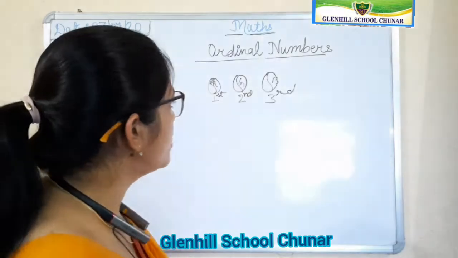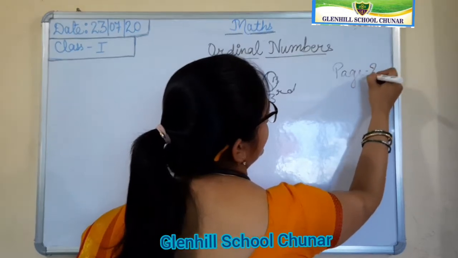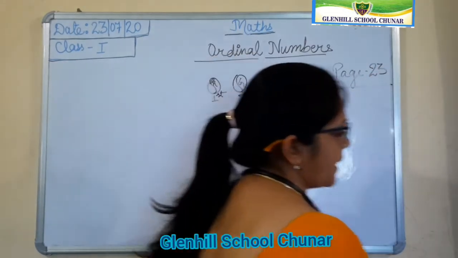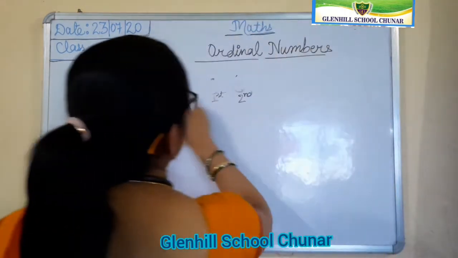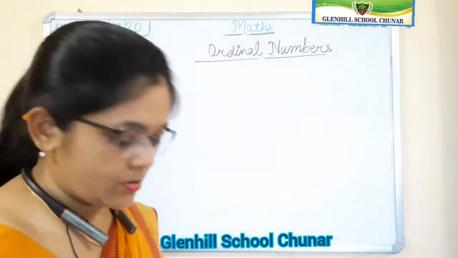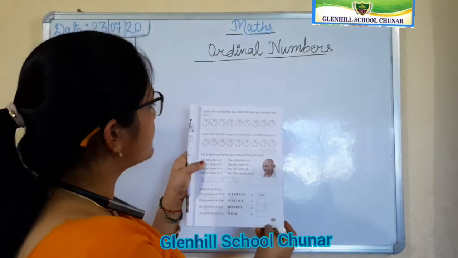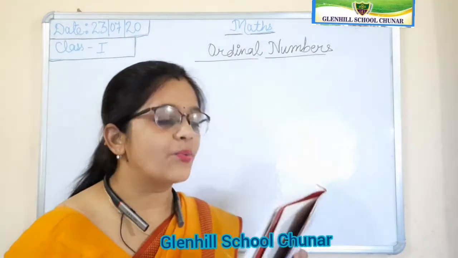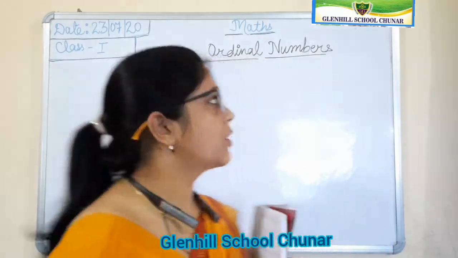So today take out page 23. Okay, students, take out page 23. Now, students, see on page 23 it is mentioned: color the second ball red, fifth ball blue, and seventh ball green. Okay, the question is clear.